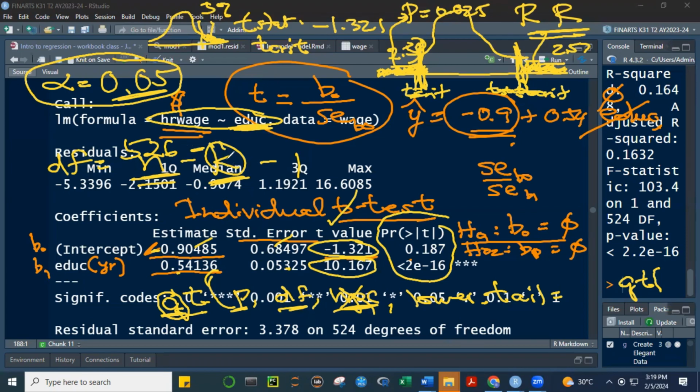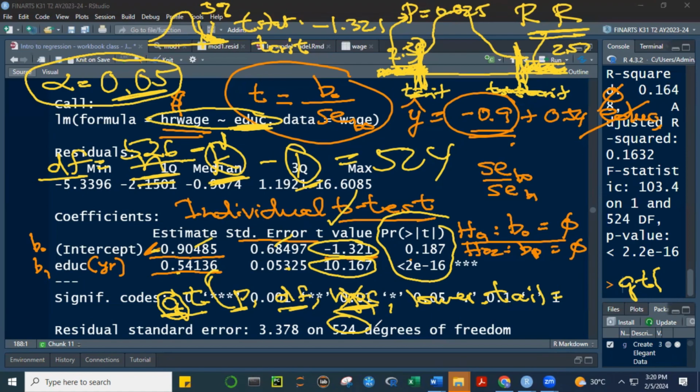Okay, so n minus k natin 1, and then minus 1. Ito yung sa intercept. That's why we're reducing it by 1 also, because we're also estimating the intercept, and estimating the intercept also decreases the degree of freedom. Okay, so DF natin, 526 minus 1 minus 1, that's equal to 524. Nasa baba ng output natin, 524 degrees of freedom. So, lagay dito 524.